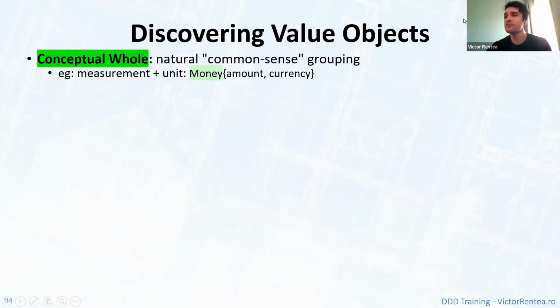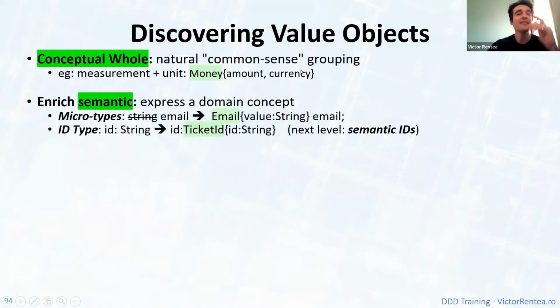It's called enriched semantic. If you want to express a domain concept, for example, if you don't want to propagate a string through your code because you find it too boring and, let's say, confusing, just a string. It's not any string, it's an email. What you can do is construct a microtype which will represent the email for you.